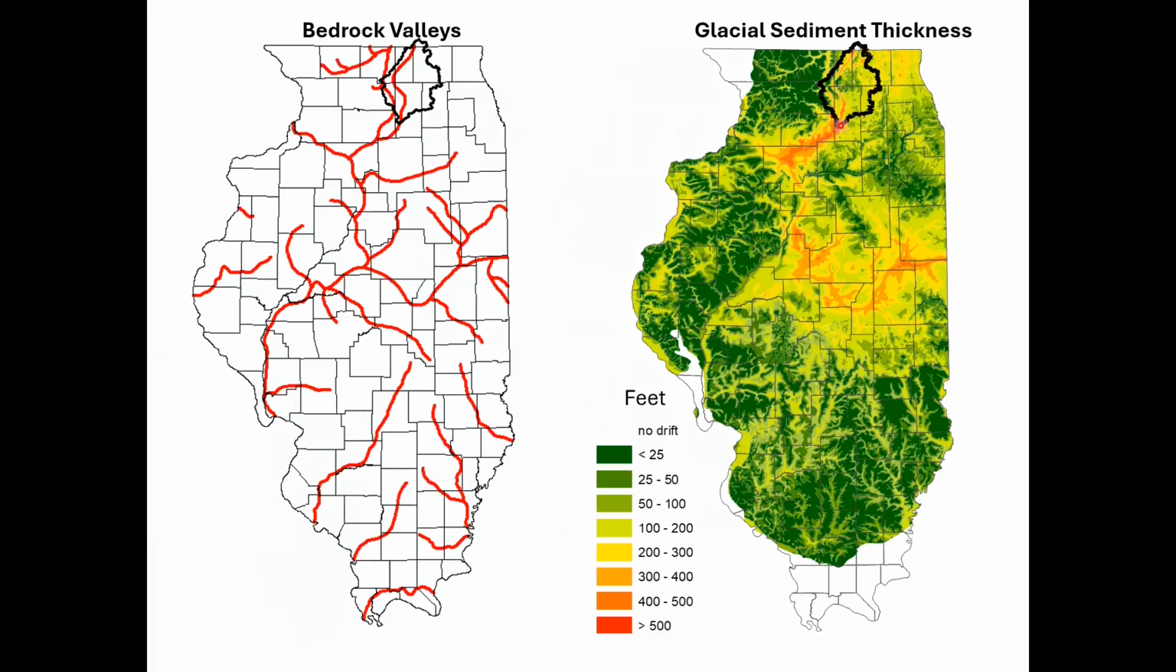These are the buried bedrock valleys that have been filled with glacial sediments. There's 300, 400 to more than 500 feet of sediments. The thickest are down here southwest of the Kish, a few miles, but there's some areas in the Kish that have about 300 to 400 feet of glacial sediments in some of those buried bedrock valleys.